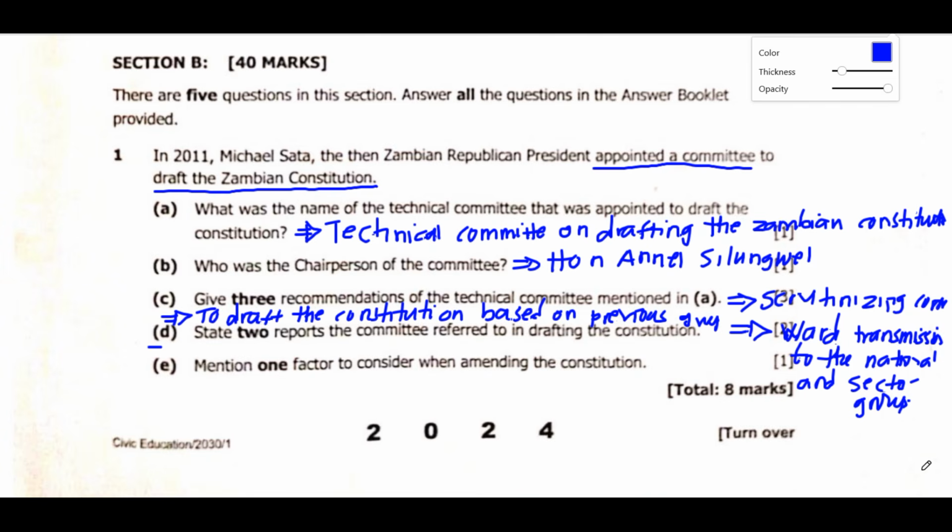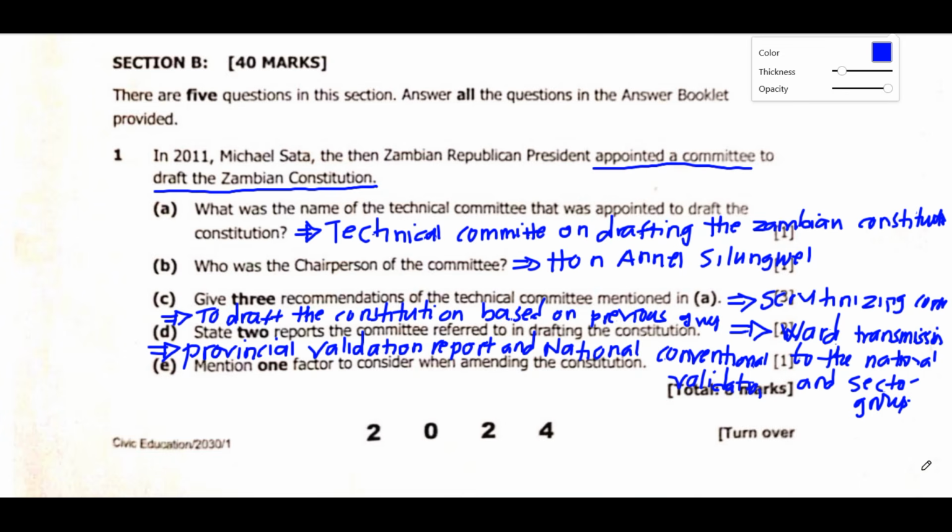Okay, so we move on to question D. So question D, we just need to state 2 reports the committee referred to in drafting the constitution. So the first one was the provincial validation report. Then the second one, apart from provincial validation report, was the national conventional validation report.